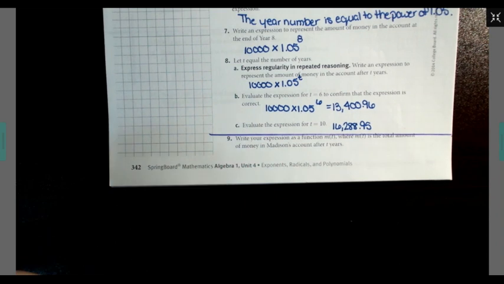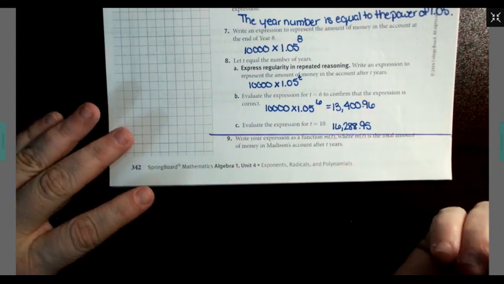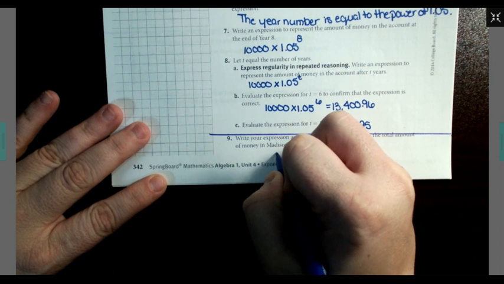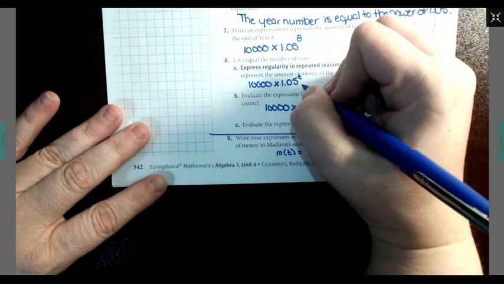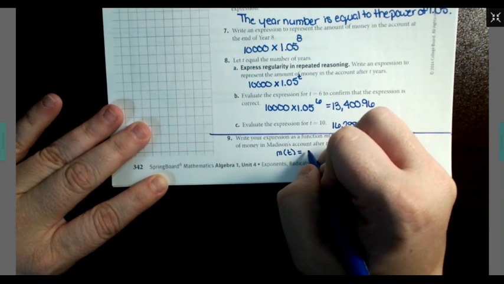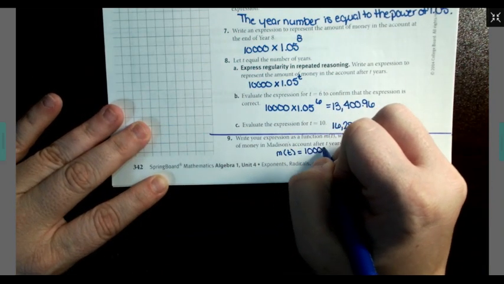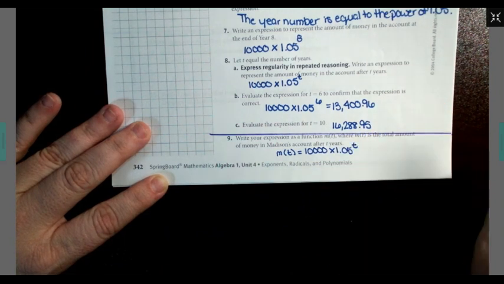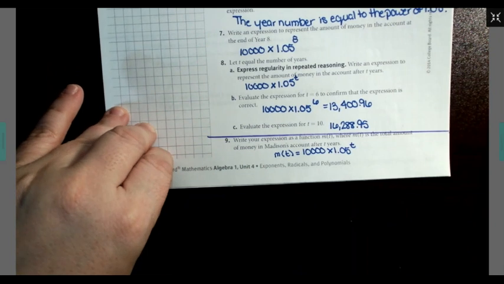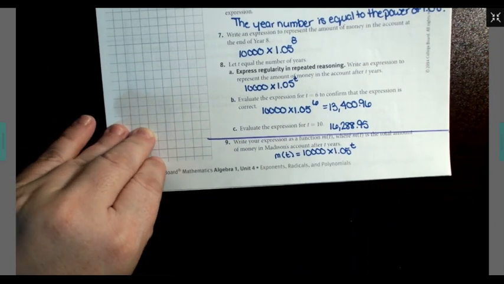Right. Questions 9 to 13. Write your expression as a function m of t, where m of t is the total amount of money in Madison's account after t years. So we would write this as m of t equals the expression that we wrote down for A of 8: 10,000 times 1.05 to the t power. That is rewriting our expression as a function.